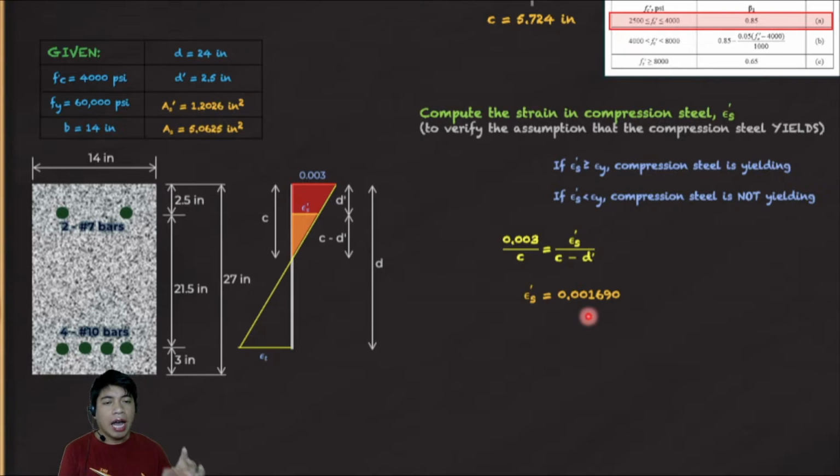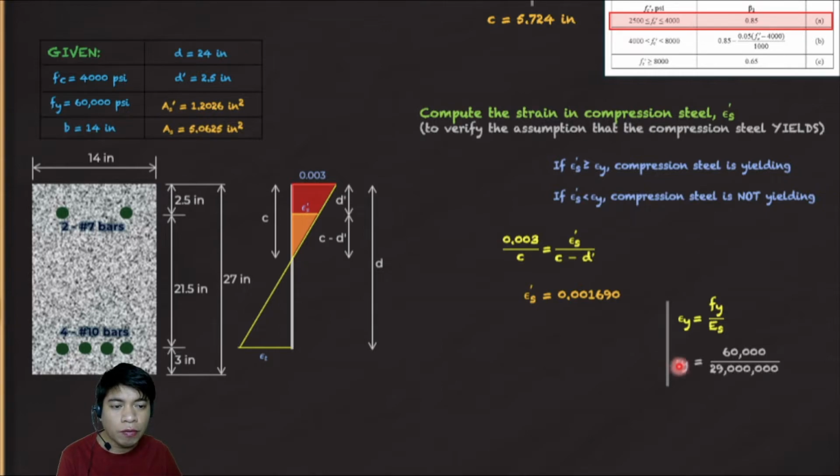So ngayon, ang gawin natin ay i-compare natin siya sa ating yield strain. So ano ba yung ating value ng ating yield strain? So for the yield strain, that is equal to F sub y divided by the modulus of elasticity ng ating steel. F sub y is already given guys, that is 60,000 psi. Of course, constant yung ating modulus of elasticity ng steel, and that is 29 times 10 to the 6 psi. So makukuha natin guys dito sa ating yield strain, which is 0.002069.